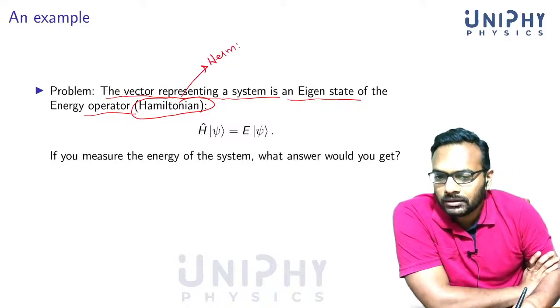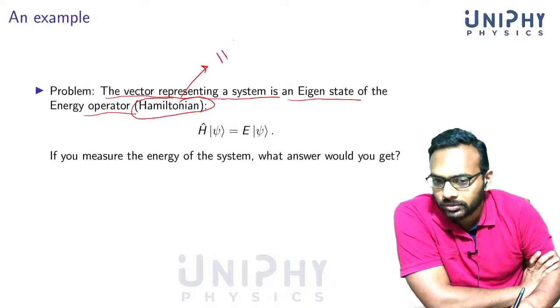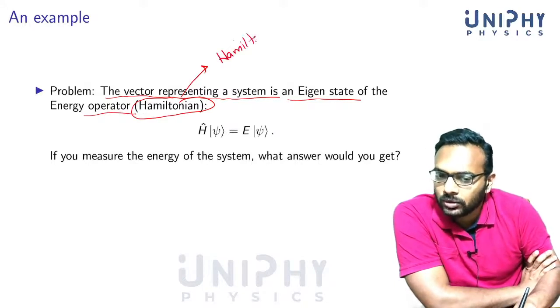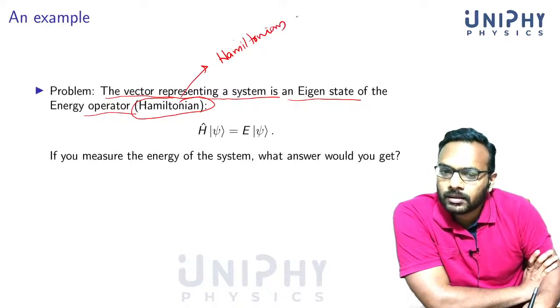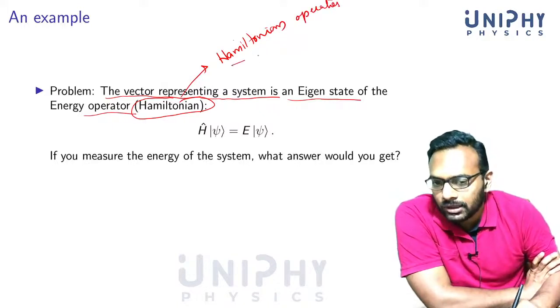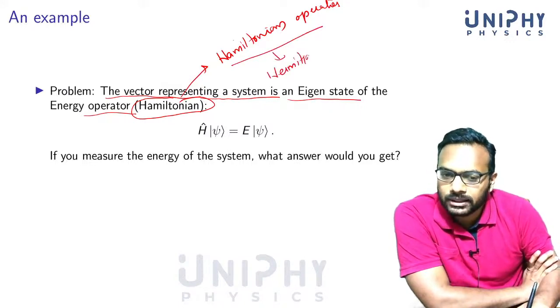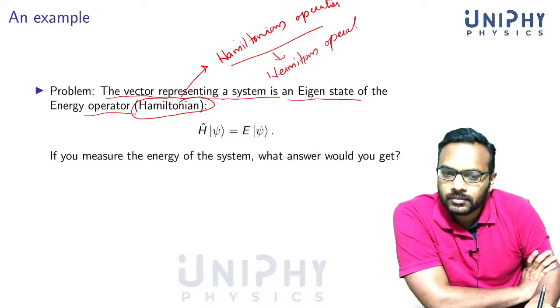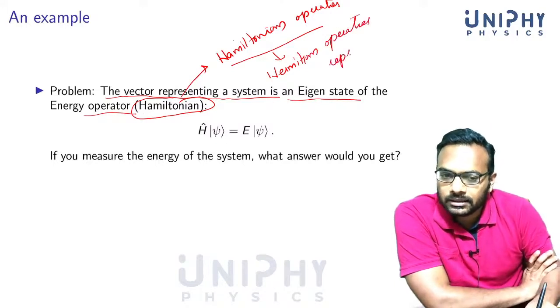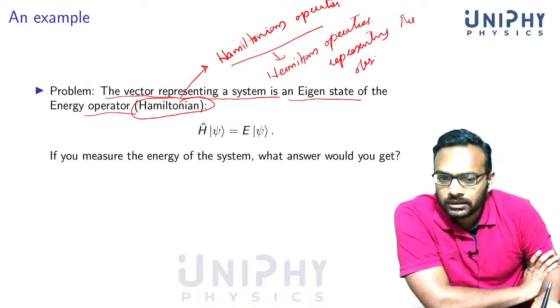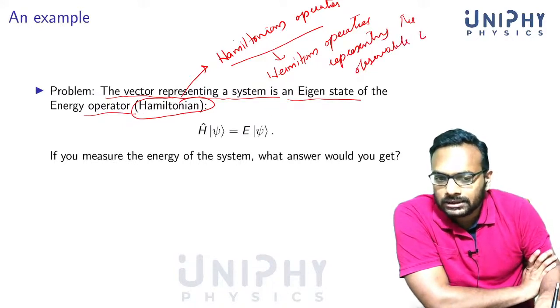the Hamiltonian operator. I'm sorry, it's a Hermitian operator. It's called the Hamiltonian operator. Okay, so for our purposes, the Hamiltonian operator is the Hermitian operator representing the observable known as energy. Okay, all right.